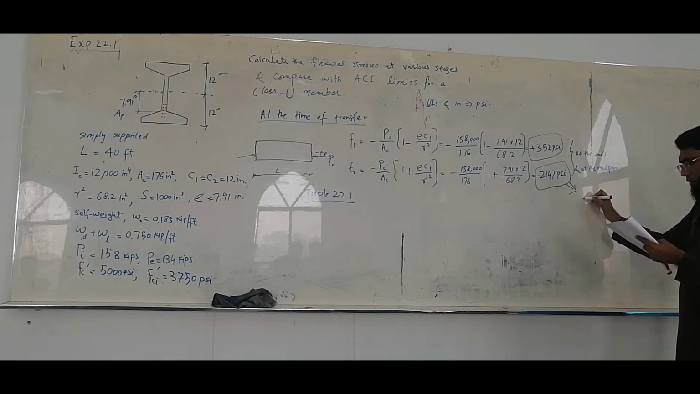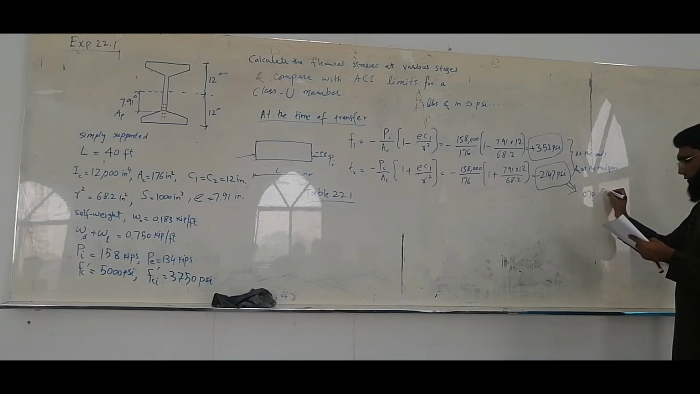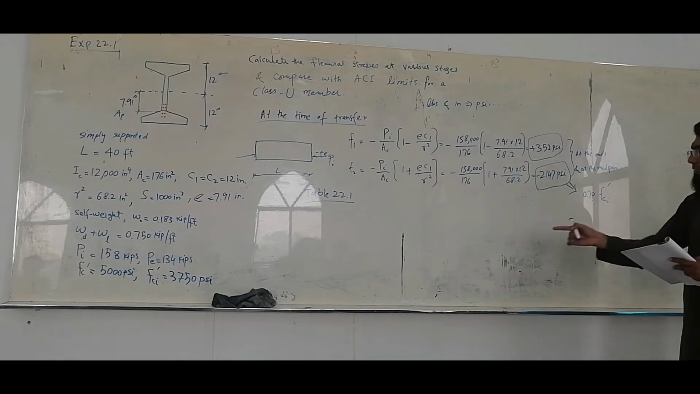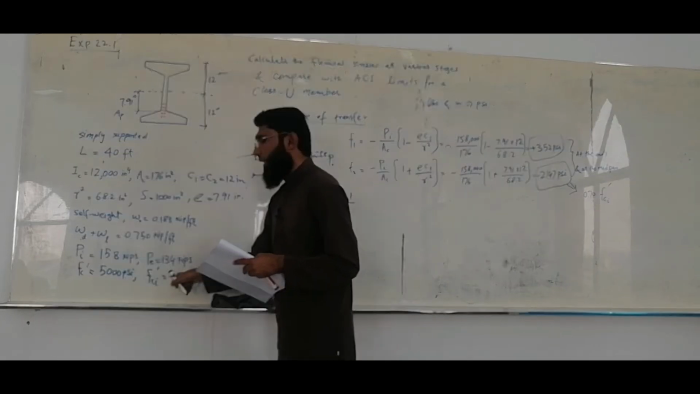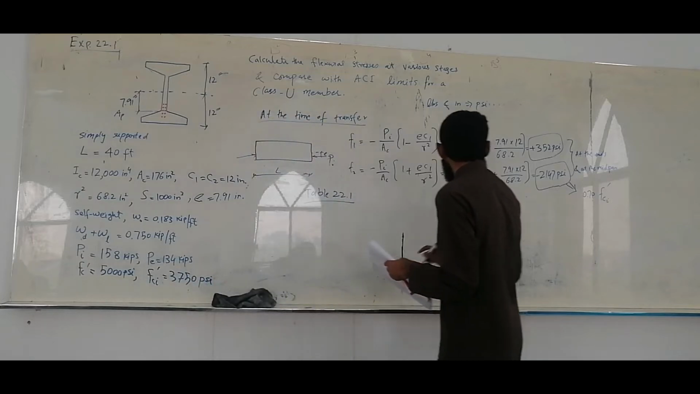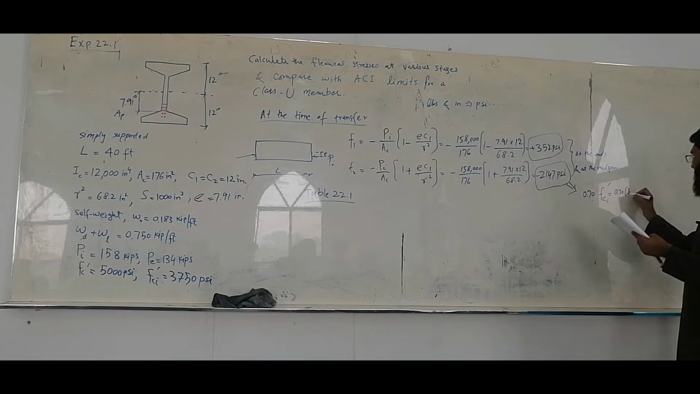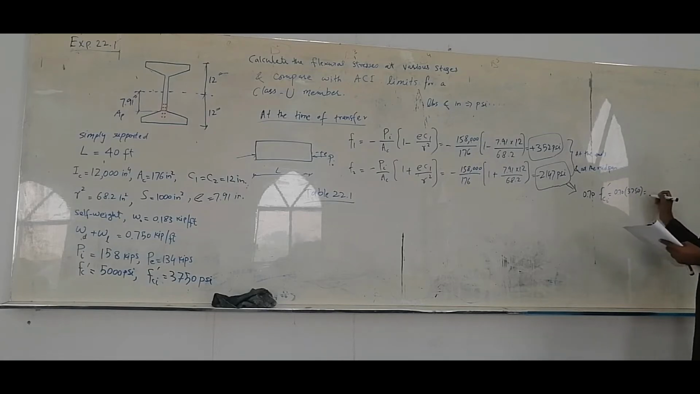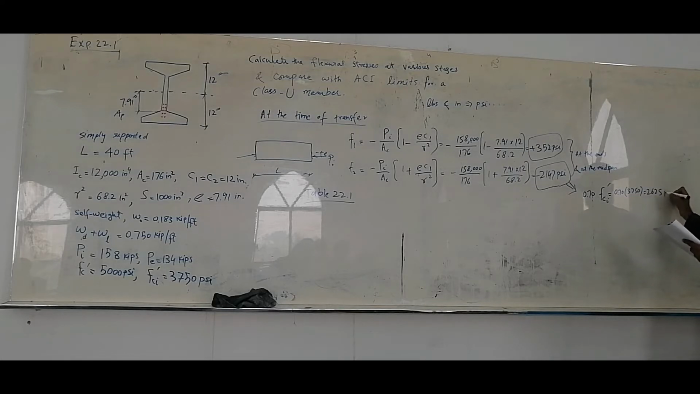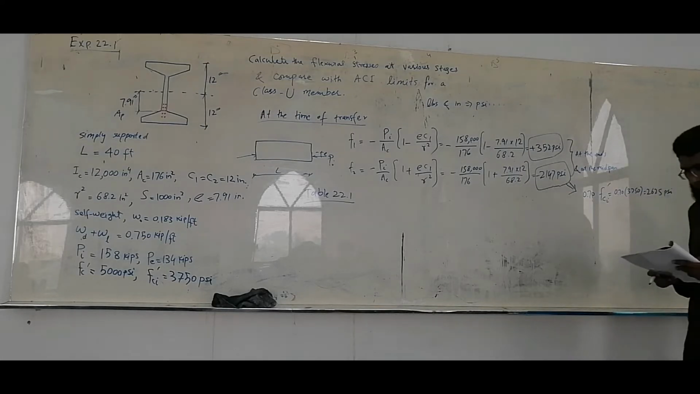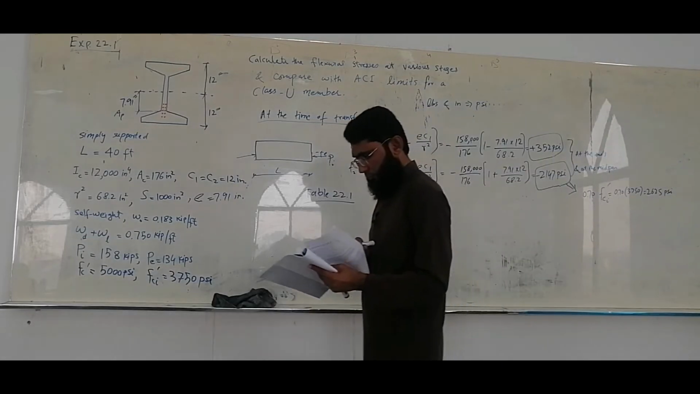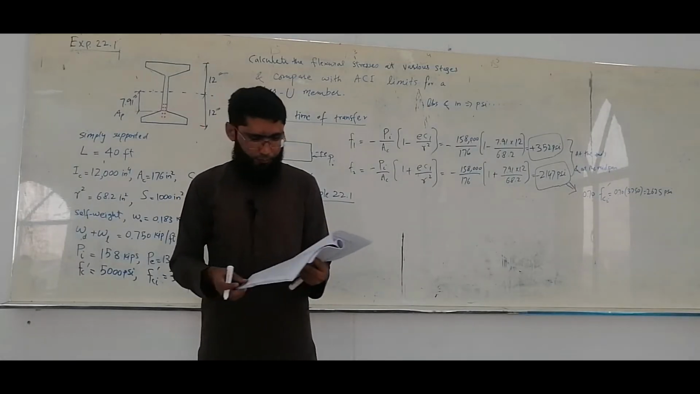So this is all the same for all classes of members U, T, and C. So it is 0.70 f'ci. Okay, and f'ci is the concrete strength at the time of transfer, 3750. So this is 3750. Sorry, can you repeat? 2625 psi.